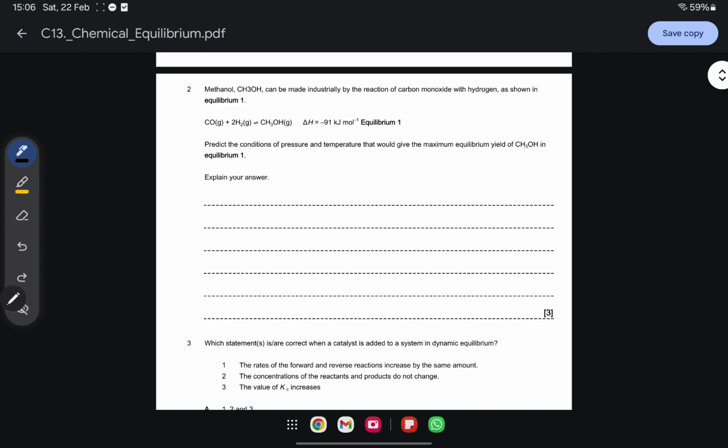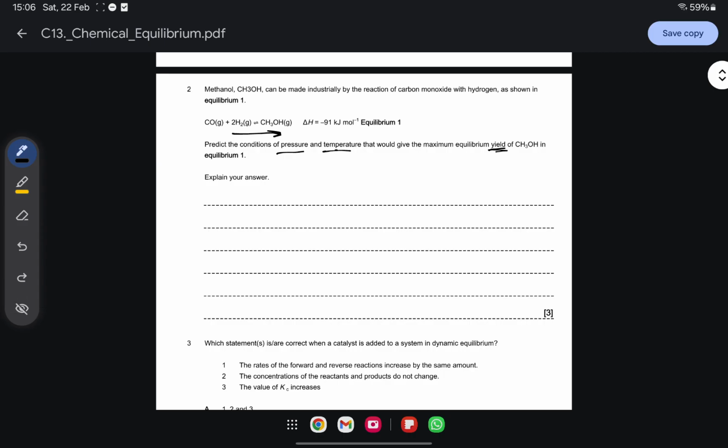It's easy to talk too much and not get right to the point. Okay, so the conditions, we know that it's pressure and temperature, for maximum equilibrium yield. If we want the maximum equilibrium yield, we want the equilibrium to shift to the right-hand side. So what do we know from the equation?